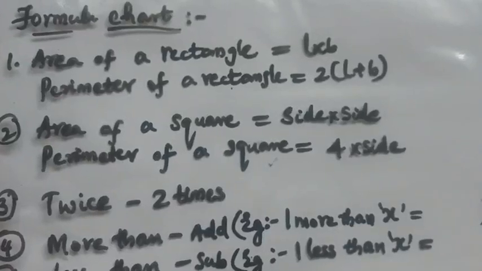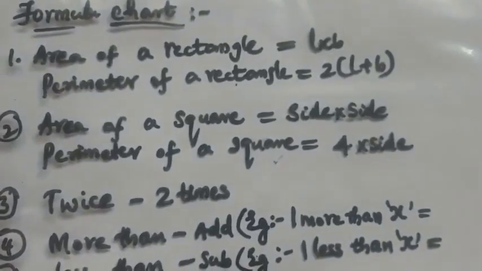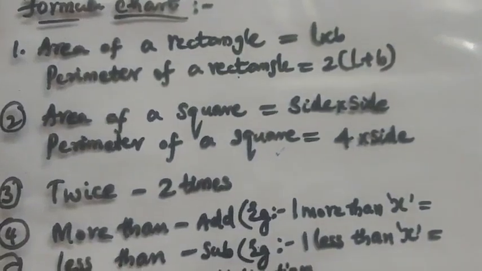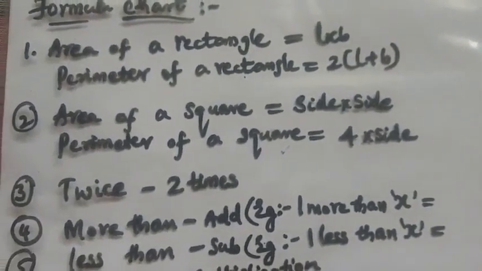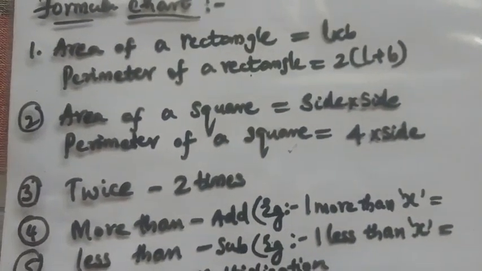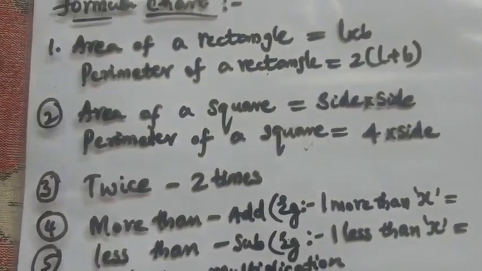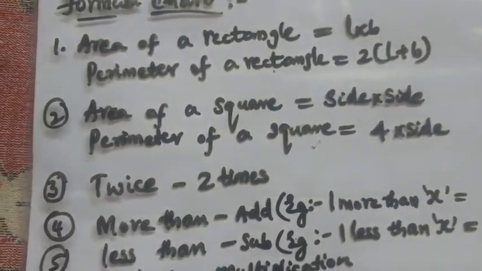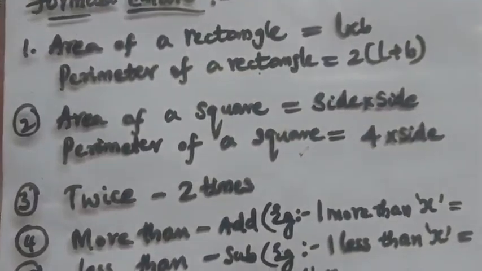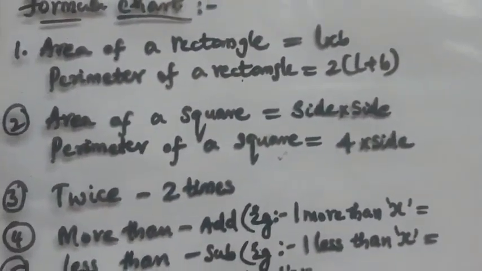Now before starting the second question of exercise 4.1, the second question is asking us to frame an equation using word problems. To understand word problems more easily, we should know some basic things. You all know these things, but still let's write them down in a formula chart.